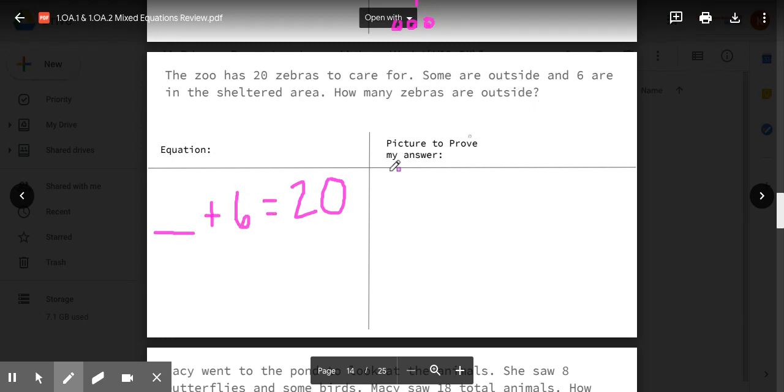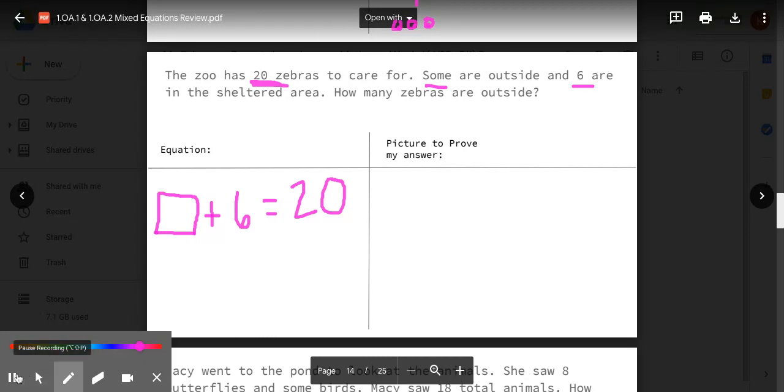How many zebras are outside? So this is my missing part. I knew that the zoo had 20 zebras total. Some are outside and 6 are in the sheltered area. Now, I want you to pause the video and draw a picture to solve and prove your answer.